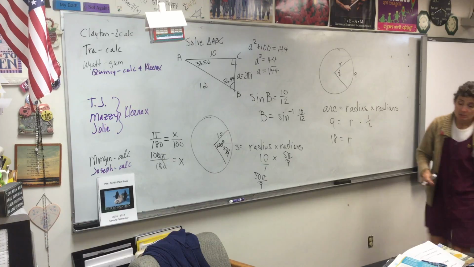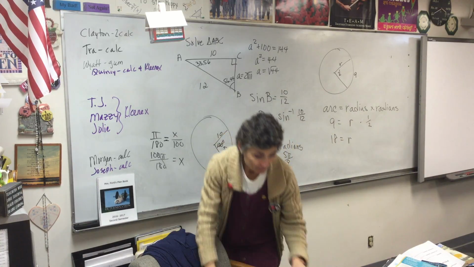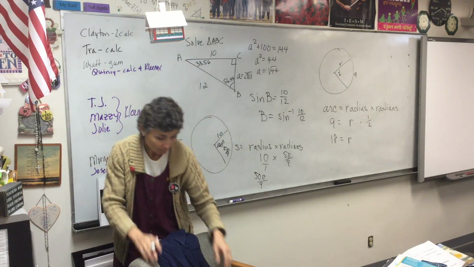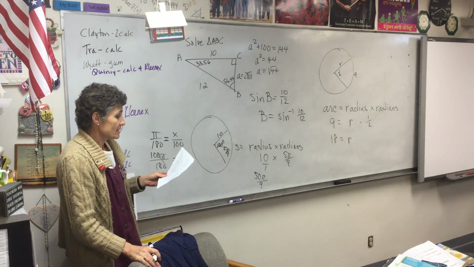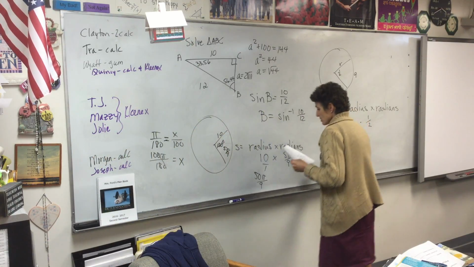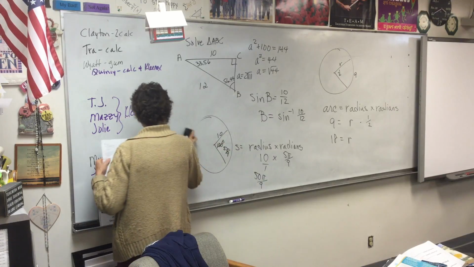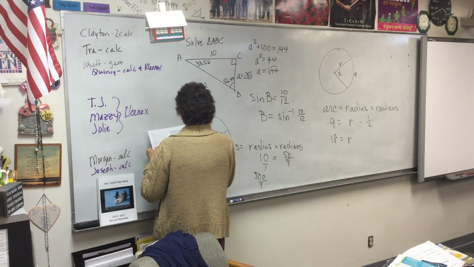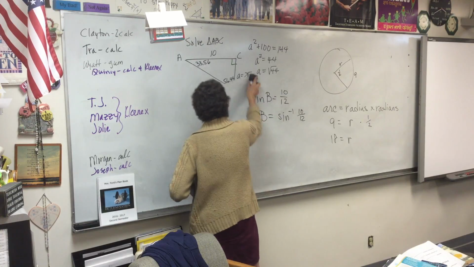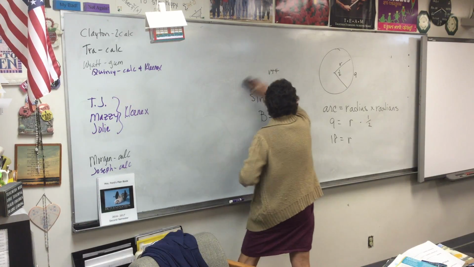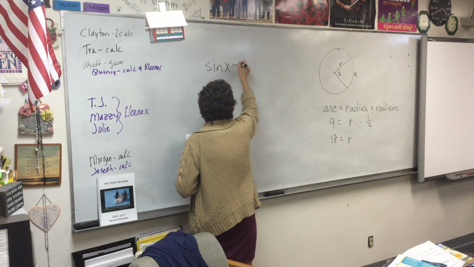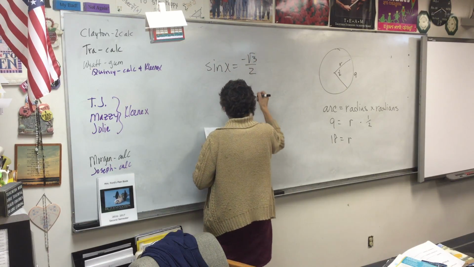All right. So what else under review have we found that we need to do? Number 17. Which one? Let's go ahead and do that, I guess. All right. So A says sin x equals negative root 3 over 2. So I need to figure out what x is so that the sine is negative root 3 over 2.